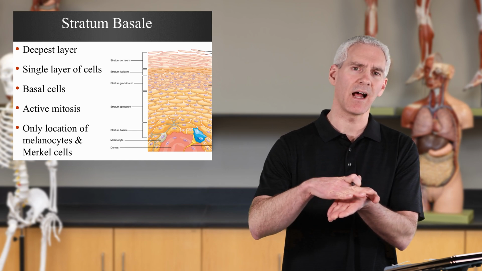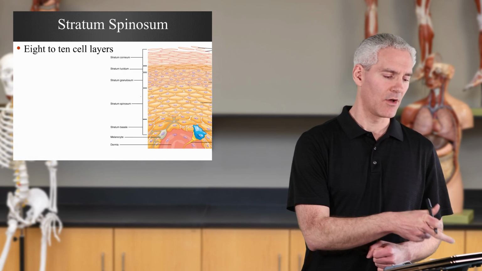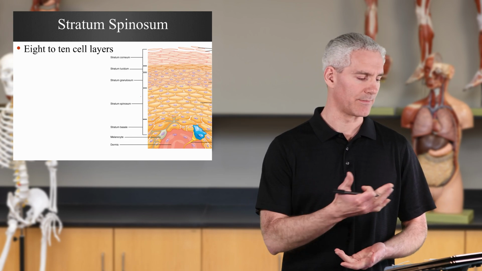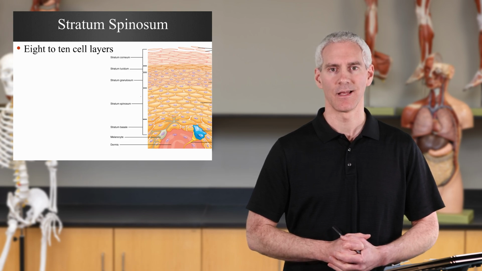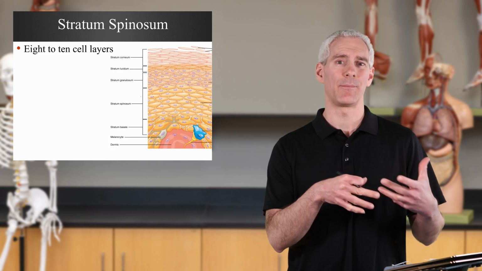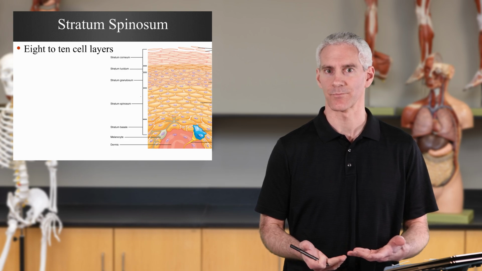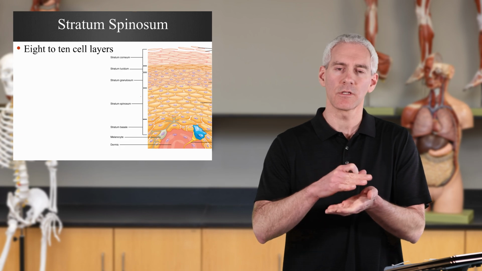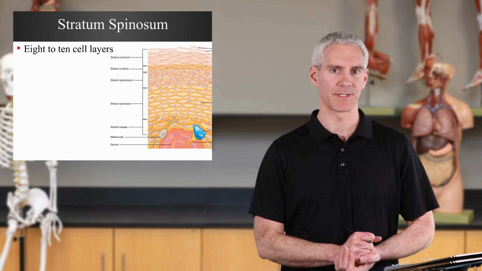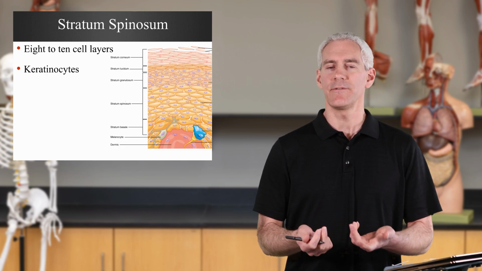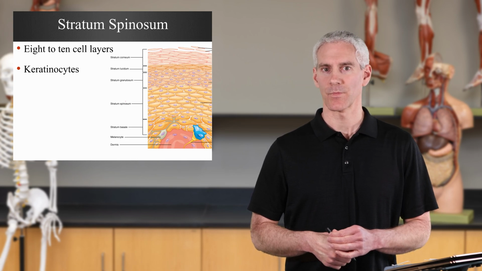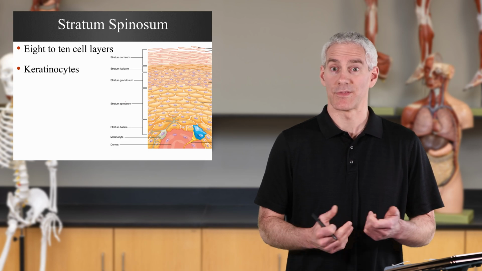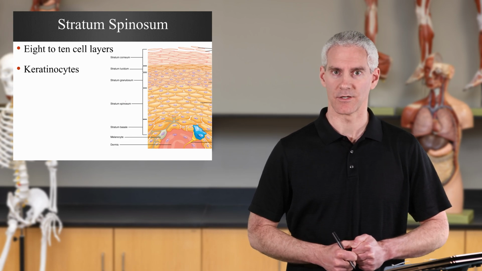If we move from that stratum basale and move up just a little bit, we're up into the stratum spinosum. The stratum spinosum has 8 to 10 cell layers. I'm not necessarily worried exactly about how many layers, just know it's multiple layers. It's not that 1 or 2 that you had in the stratum basale. So it's a little more of a thickness compared to the previous stratum. It's filled with keratinocytes. Now, I didn't put keratinocytes on the previous one for stratum basale, but those cells there, they're keratinocytes also.